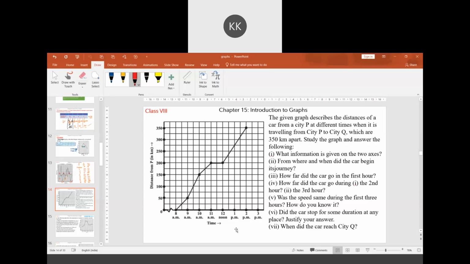Distance and time. On the x-axis, it's the time taken. On the y-axis, it's the distance.